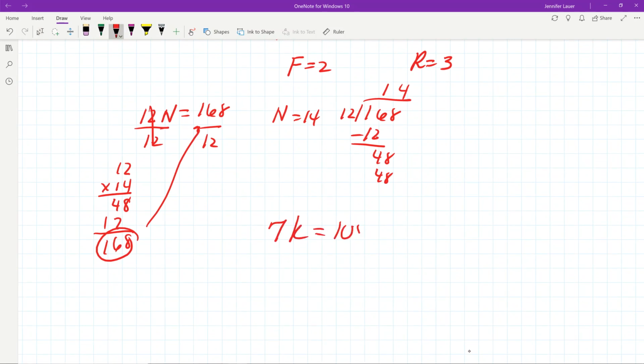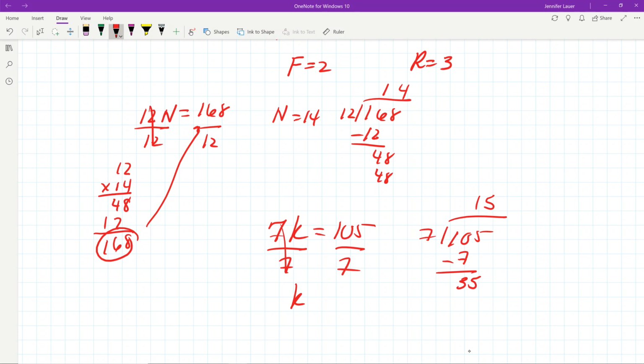Okay, let's try another one. 7k is equal to 105. Do the opposite of what's going on, which is the opposite of multiplication is division. So k is equal to 15.